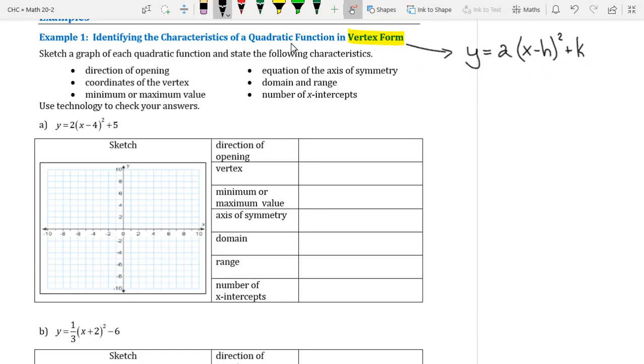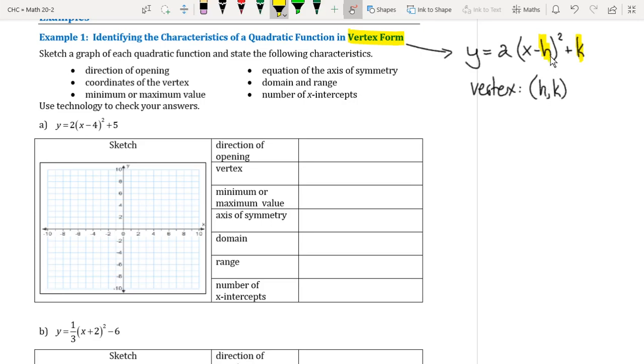If we have vertex form, we can always identify the vertex just by looking at the equation. The x coordinate is going to be h, and the y coordinate is going to be k. So we pull out the k, and that's the y coordinate of the vertex, and then we pull out the h, and that becomes the x coordinate of the vertex.